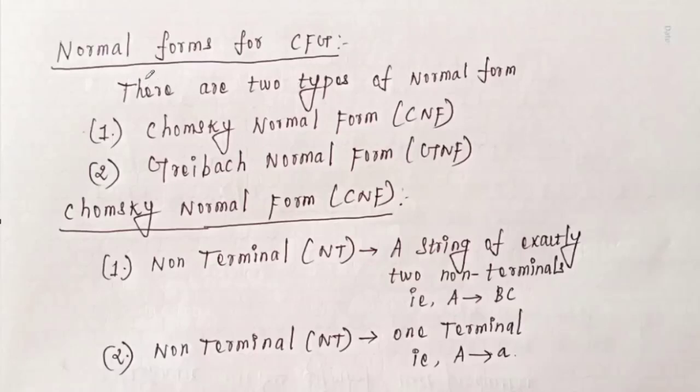Now let's discuss the normal forms of context-free grammar. We will begin with the Chomsky normal form, followed by the Greibach normal form. Let us start with the Chomsky normal form.